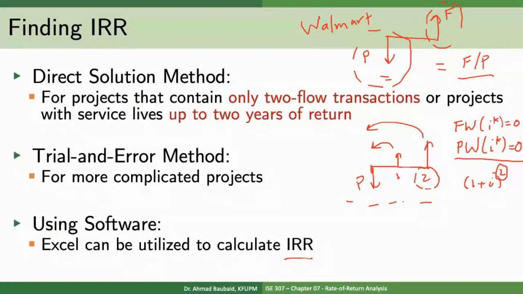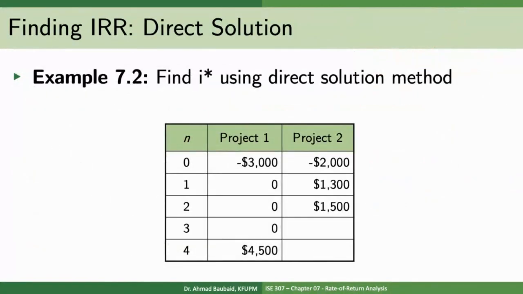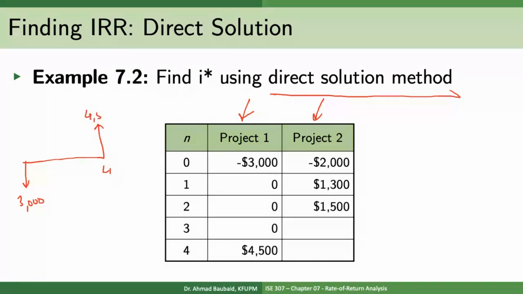So let's start with the direct solution method. I'm asking you here to find I star using the direct solution method. Again, this is doing it by hand. So I give you 2 projects. First one, notice what it really is. It really is just an investment at time 0 of 3,000. And then at time period 4, I get income. So there are only 2 transactions here. Therefore, I can very easily solve it by hand.